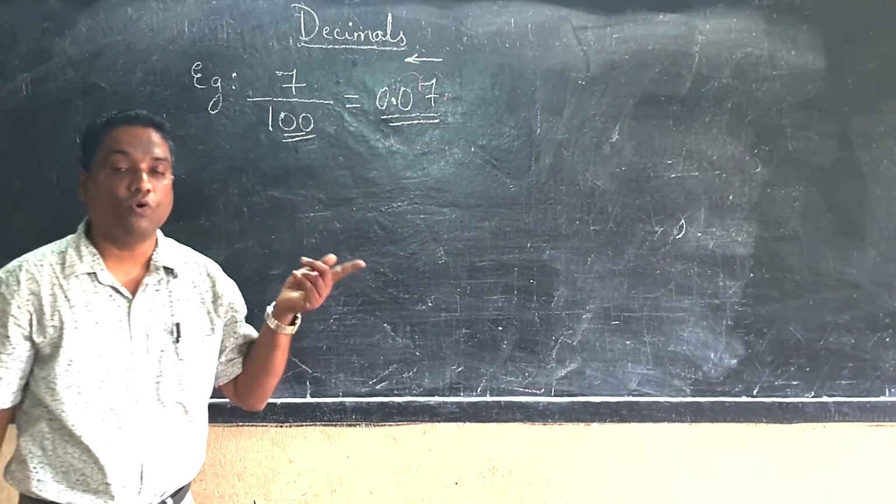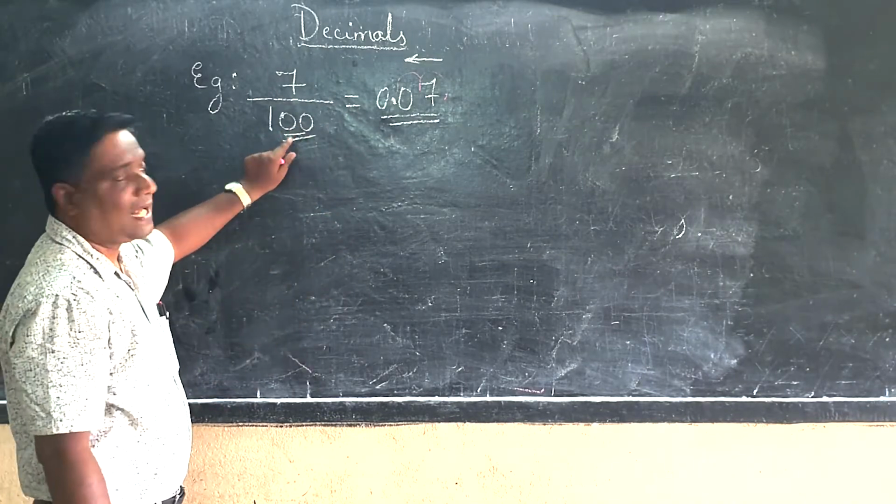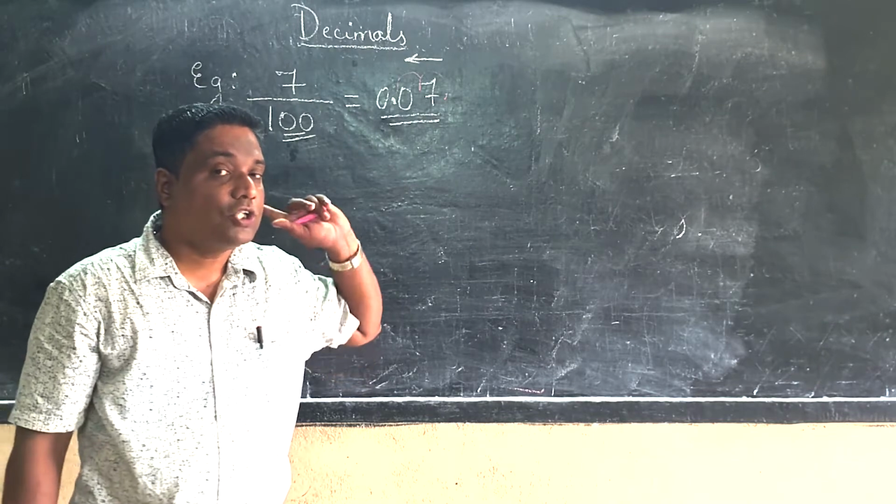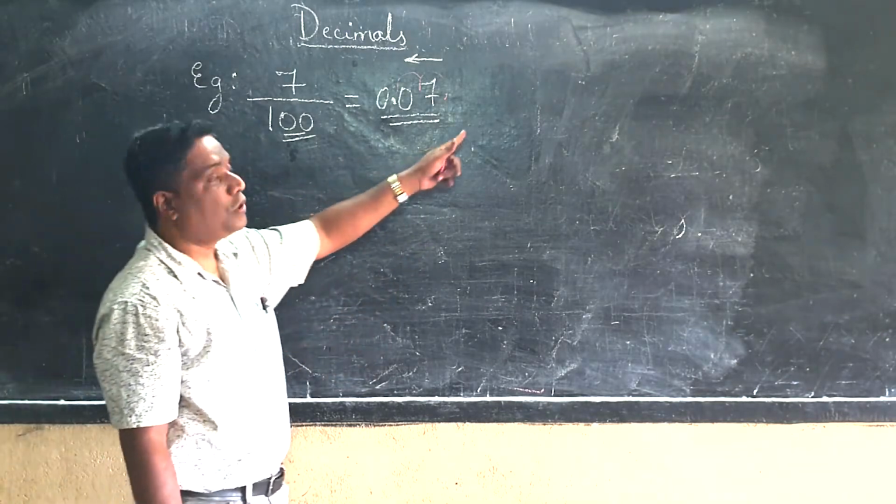How many times do you have to move? 2 times. How do you know that you have to move 2 times? Check the denominator. The denominator is having 2 zeros. So you have to move 2 times.